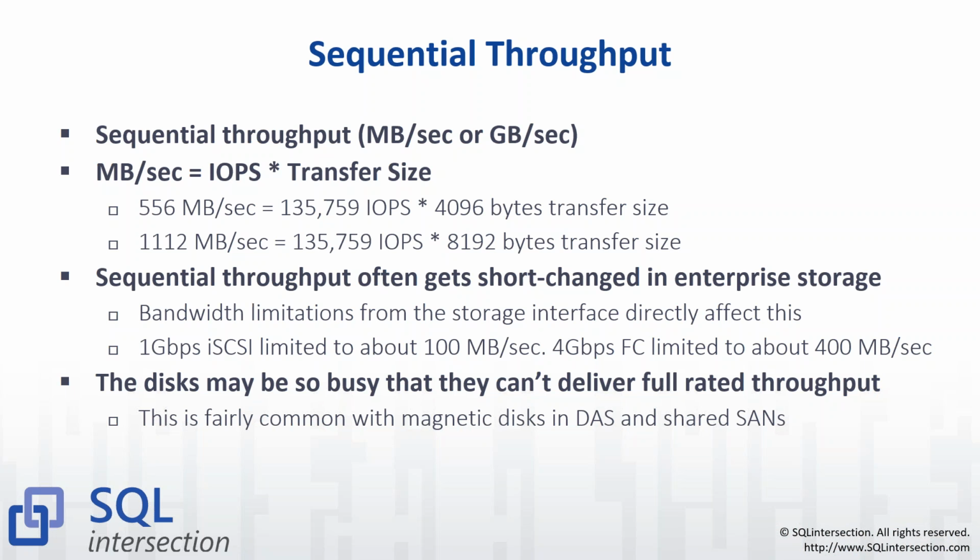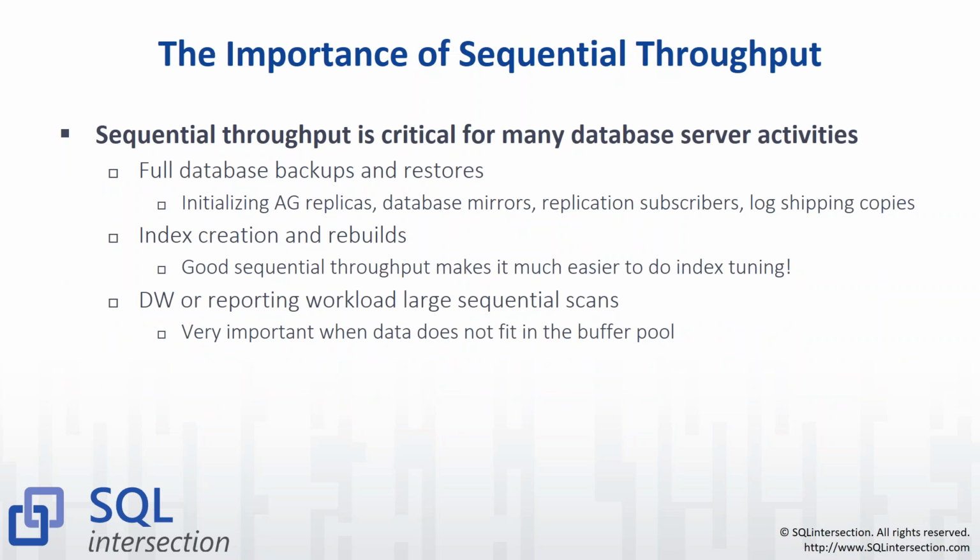Why sequential throughput is so important for SQL Server is that things we do on a daily basis as DBAs, like full database backups and restores, initializing availability group replicas, initializing database mirrors, replication subscribers, and log shipping copies, are bottlenecked by your sequential throughput. Another common thing we do all the time is creating indexes or rebuilding existing indexes. And having good sequential throughput makes it so much easier to do things like index tuning.